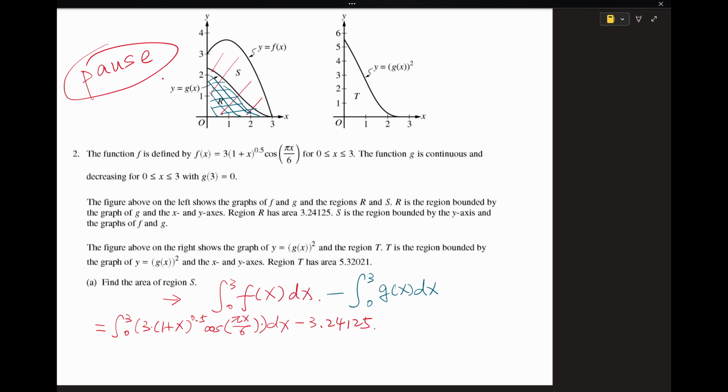Finally, we are going to use the calculator to find the final result to be 4.92.